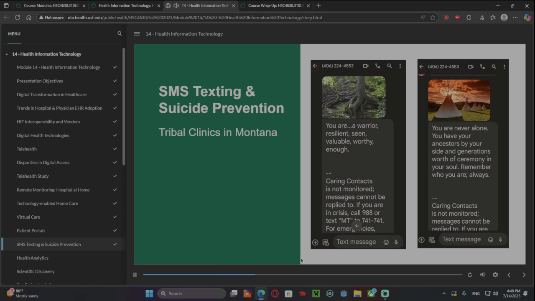These great texts have messages of positivity. You are a warrior, resilient, seen, valuable, worthy, enough. You are never alone. You have your ancestors by your side and generations worth of ceremony in your soul. Remember who you are always.